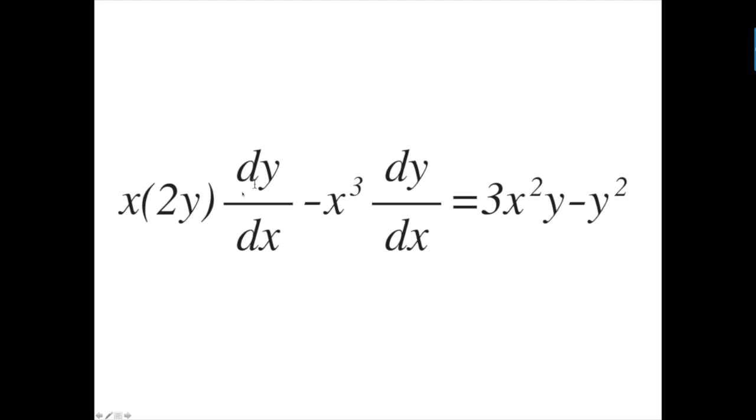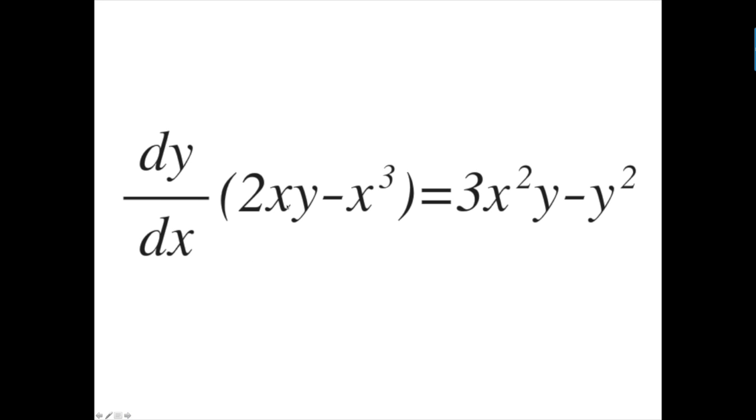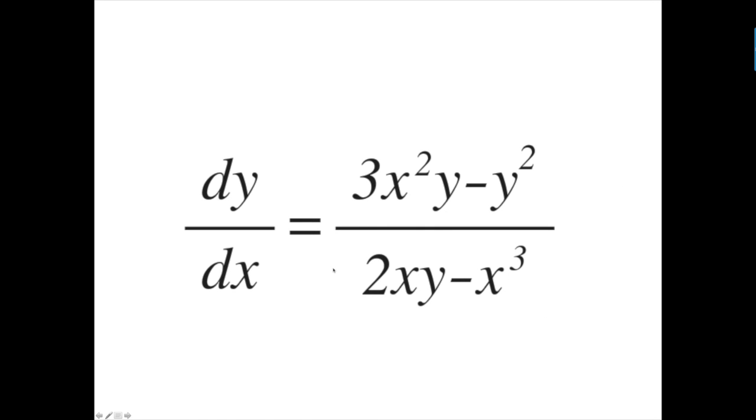I'll go back just so you can see that, because it was a factor of both of those terms, and now that's made the equation a lot easier. To get dy over dx by itself, all I have to do is divide the left-hand side by 2xy minus x to the third, as well as the right-hand side by 2xy minus x to the third. Look at that. That gives us the value of dy over dx. So perfect, that's exactly what it was looking for.